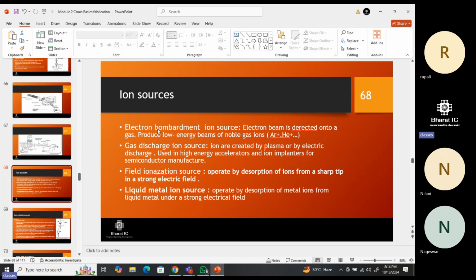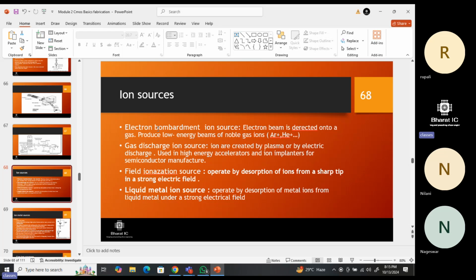Now the gas discharge ion source, how is the gas discharged? Ions are created by plasma or by electric discharge. The plasma beam will be falling on that one. Okay, the discharge is used in high energy accelerators and ion implanters for semiconductor manufacture. This is how ions are created, using an electrical source, electric discharge, or plasma.